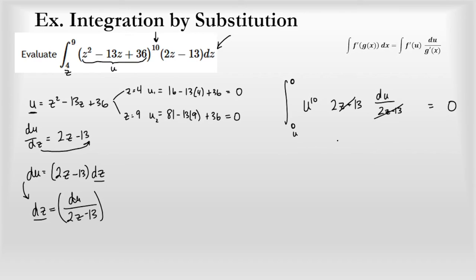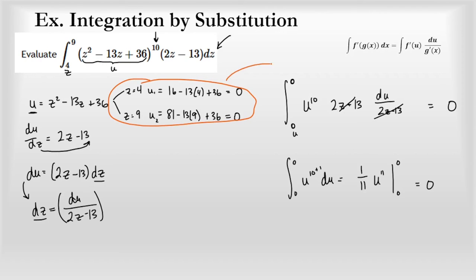Although that's trivial, and not hard to figure out when I integrate from the same endpoint, let's integrate this anyway. I'm integrating from 0 to 0, u to the 10th du. I add 1 to the exponent, so I get 1/11 u to the 11th, evaluated from 0 to 0, and again the answer is 0. But the big highlight I want you to take from this example is that you need to reevaluate your endpoints. You can't keep the same endpoints. You need new endpoints when you do a substitution.